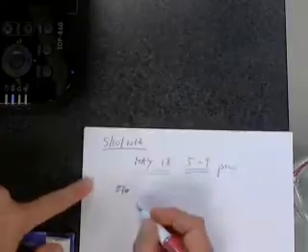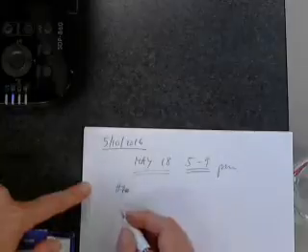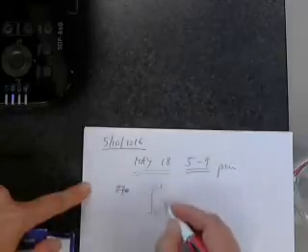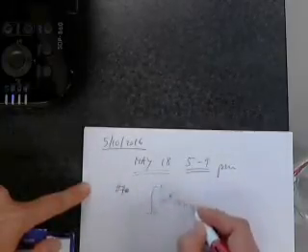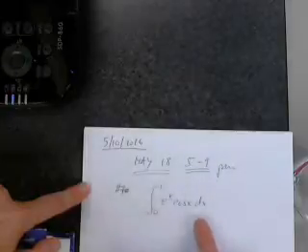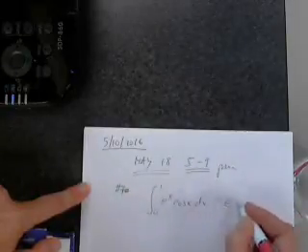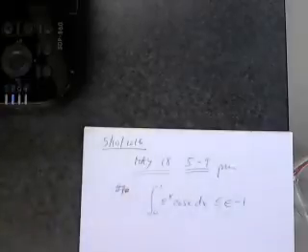Problem 7. Verify the inequality. Okay, so we have the integral from 0 to 1 of e to the x cosine x dx. Please put in a dx, I forgot to put it in. Less than or equal to e minus 1. Perfect.